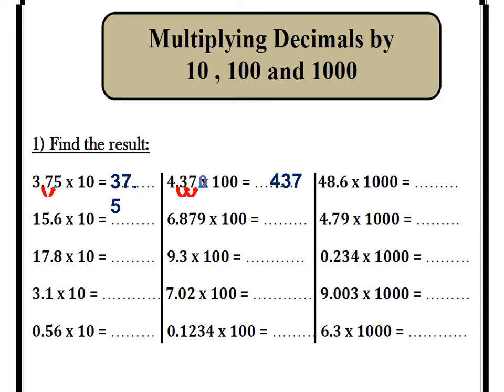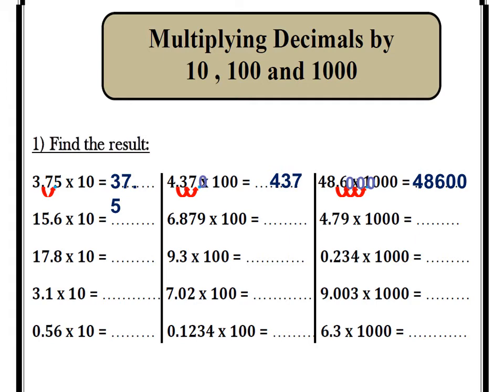48.6 times 1000, so I have 3 zeros, 3 steps, so let's count. 1, 2, 3, my decimal point. Any empty space, fill it up with zeros. Here is the first one, second one. After the decimal point there is a 0, which we can erase. So my answer is going to be 48,600.